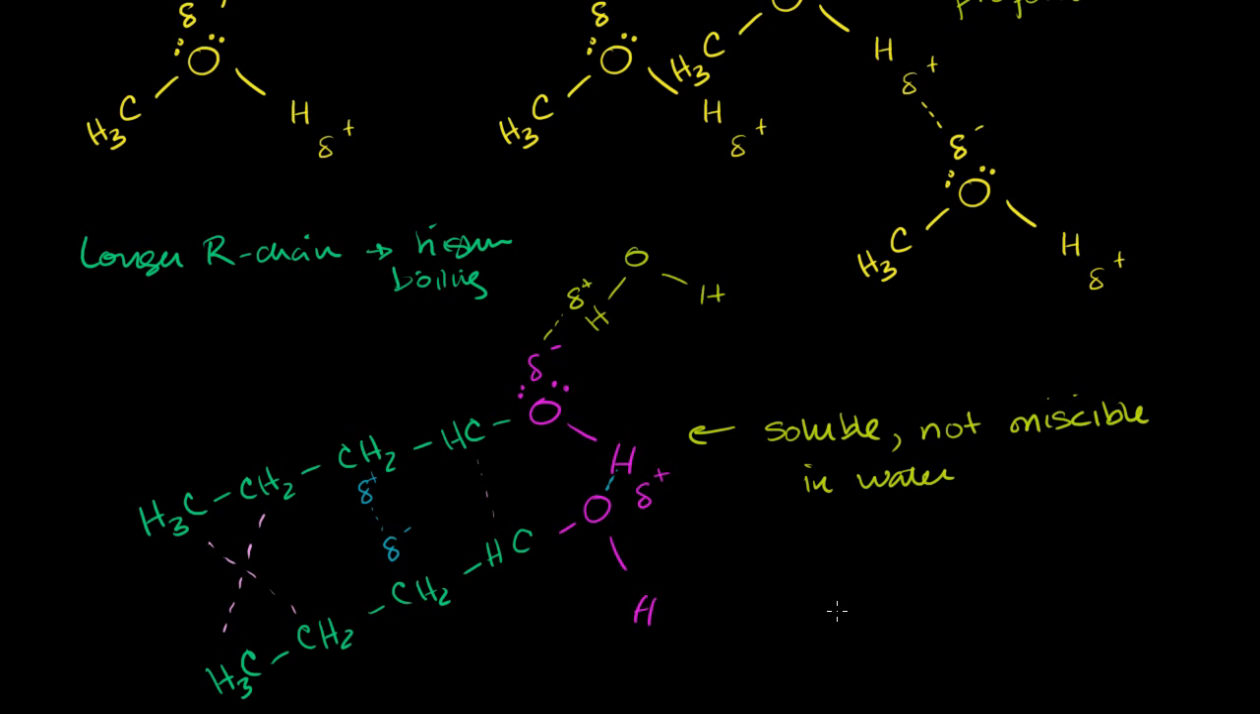So those are the two big takeaways on the properties of alcohols. Especially smaller-chained alcohols are soluble in water. The very small ones are completely miscible. And the longer the chain you have, the harder it is to dissolve in water, but also the higher the boiling point. The harder it is to break them apart because you have these London dispersion forces.